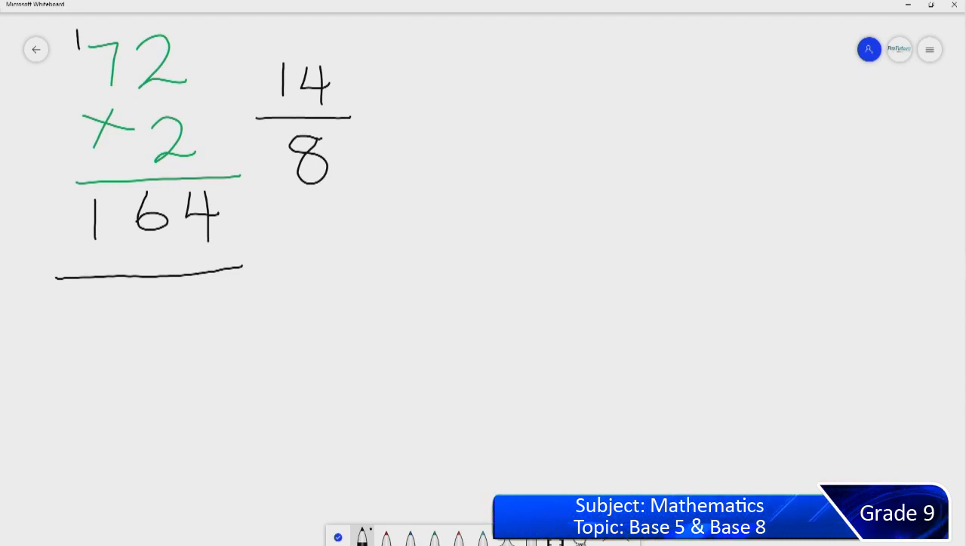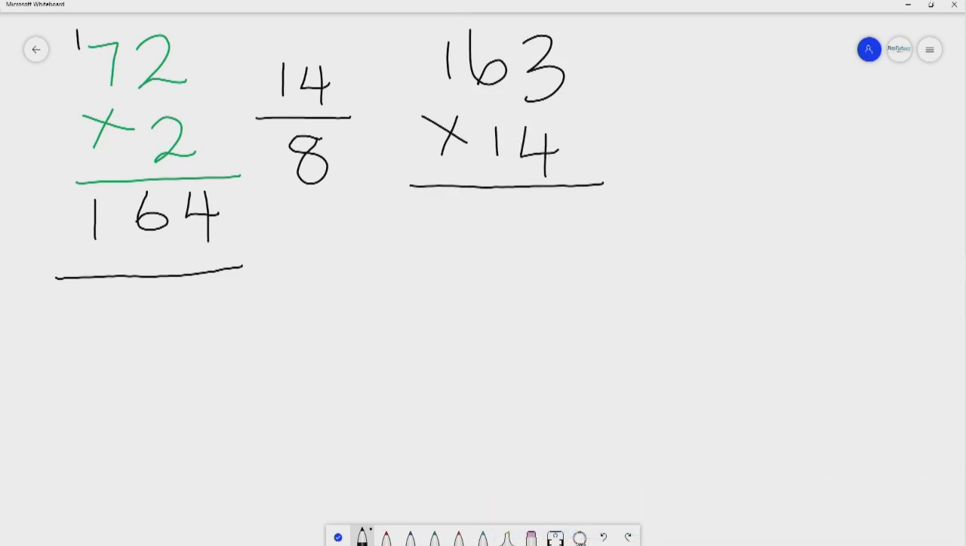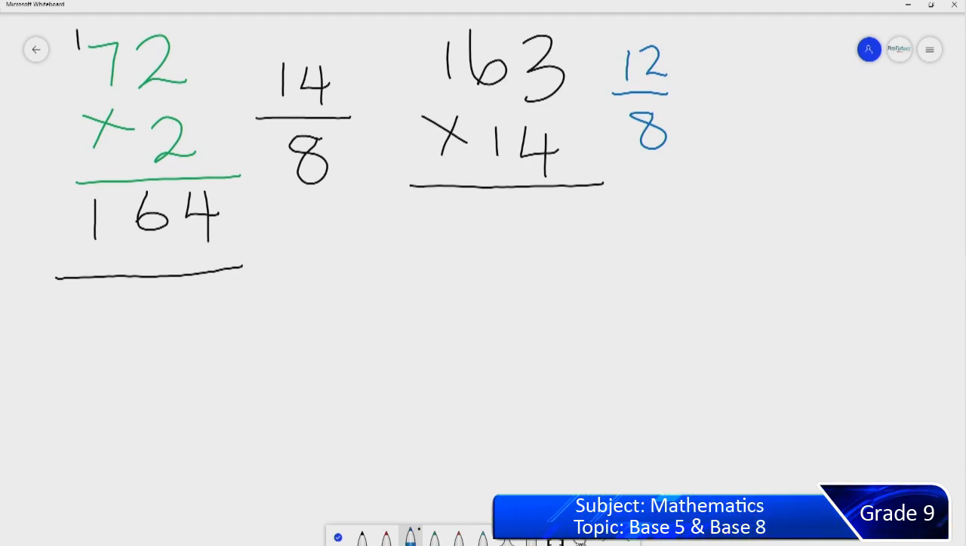Next example, 163 multiplied by 14. We start multiplying the digit furthest to the right. So 4 times 3 is 12. We can't put the entire 12 in. We have to write it outside and divide it by 8. How many times could 8 go into 12? 8 goes into 12 one time. How many remainders would we have? 4.